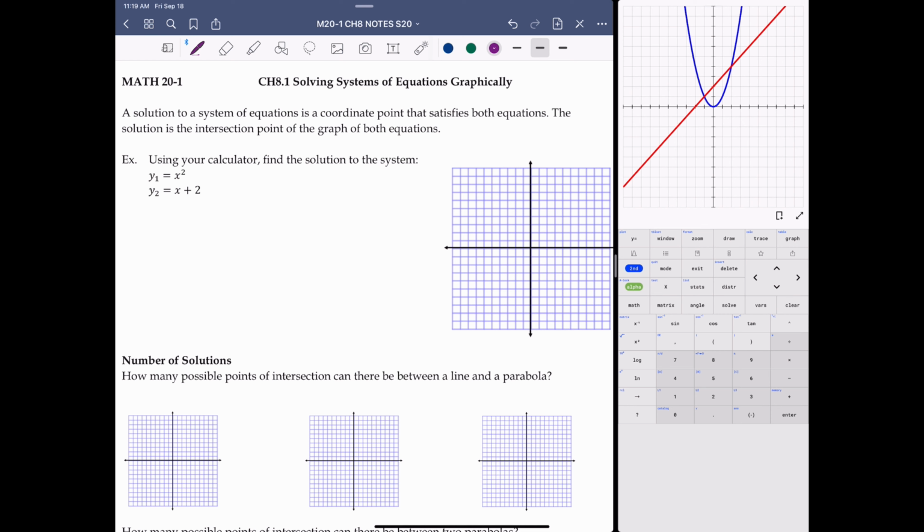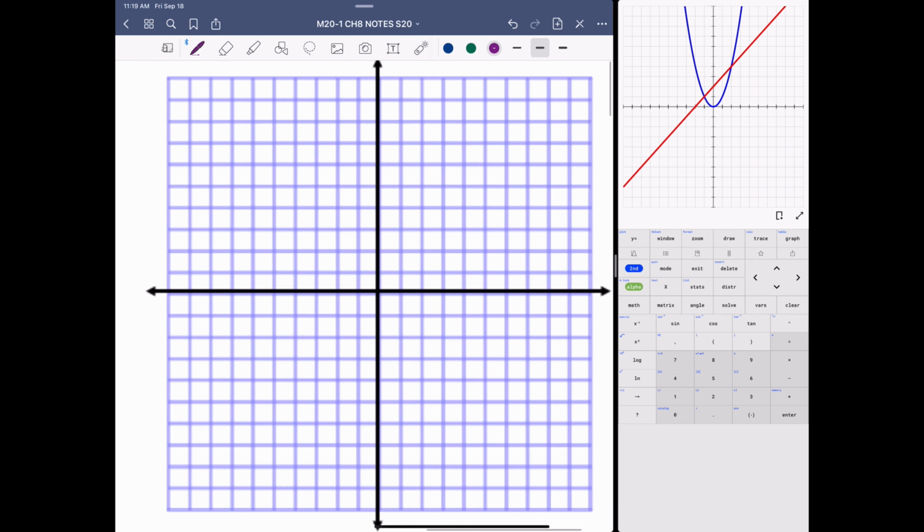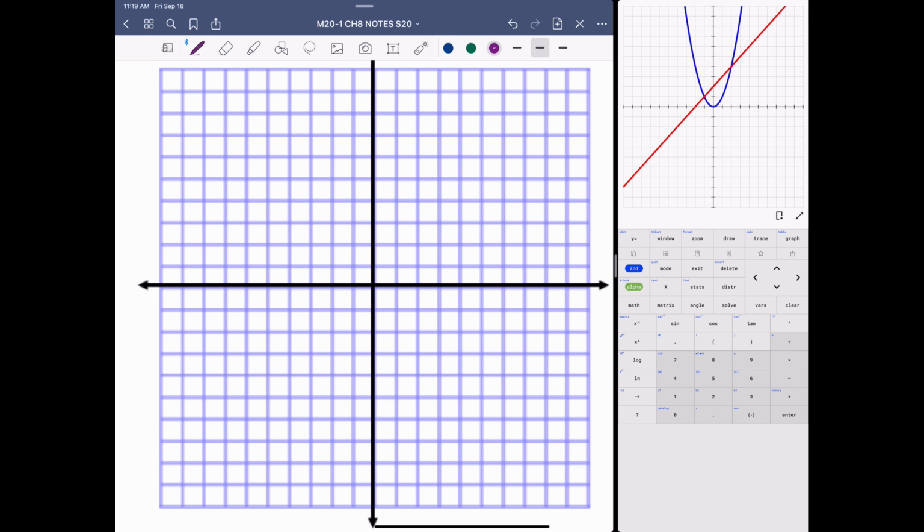We want to draw a sketch of this graph and find the intersection points. So let's draw a sketch of the graph. The first one is y equals x squared. All we have to do to plot some points is pick some x values, square them, and that gives us our y value. Starting with 0, 0 squared is 0. So the point 0, 0 is on this y equals x squared graph.